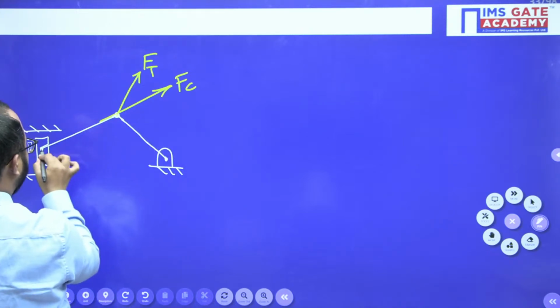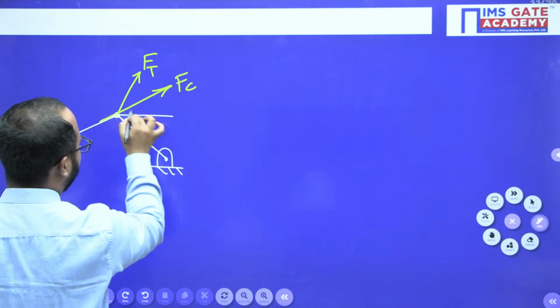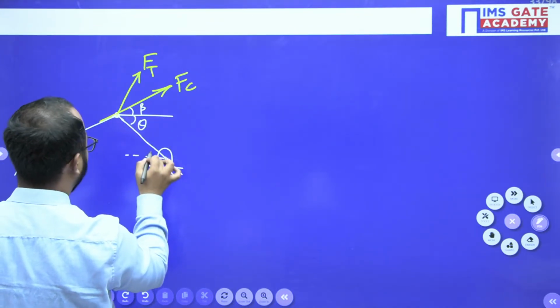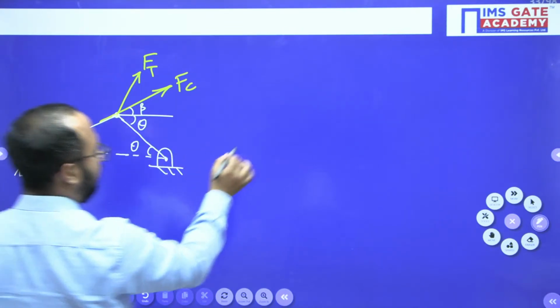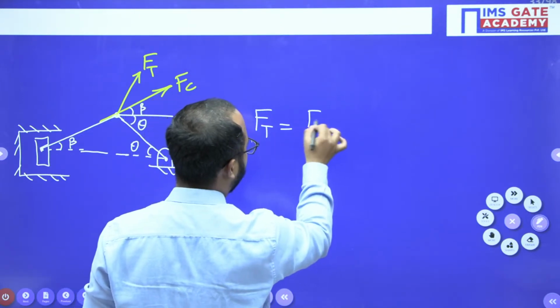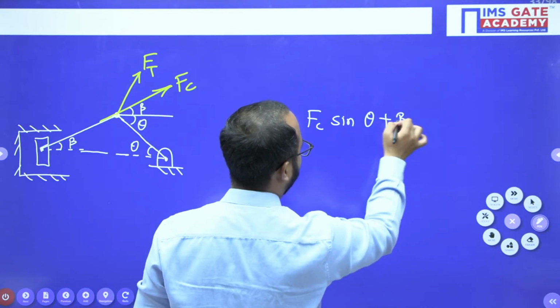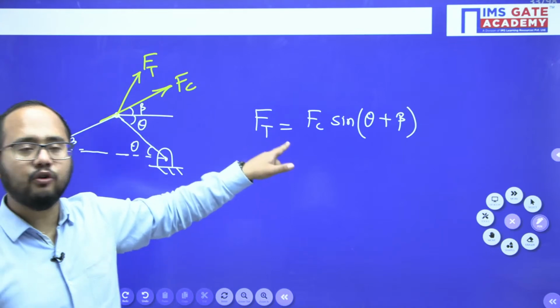So obviously this angle first we have called this as beta. So here this will be beta, this will be theta, as this angle is what? Theta here. Okay everyone. Now what will be Ft here? Ft will be Fc sine (theta plus beta), right, like this. So what is the Ft? Ft is the force perpendicular to the crank.